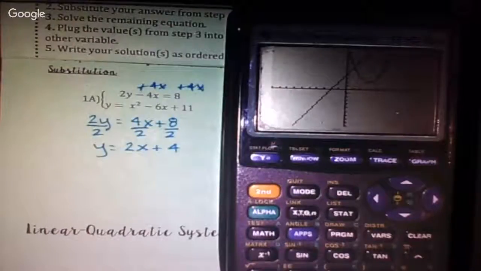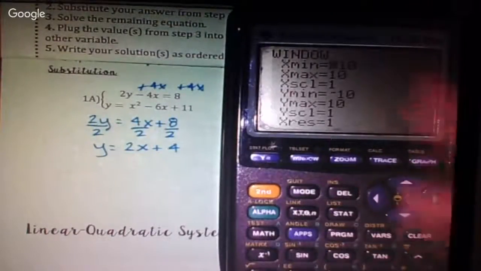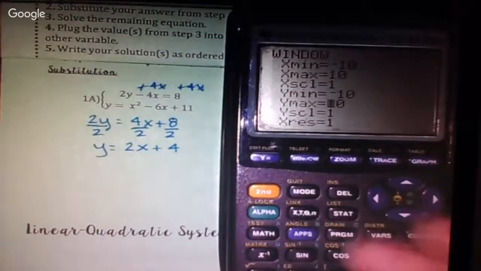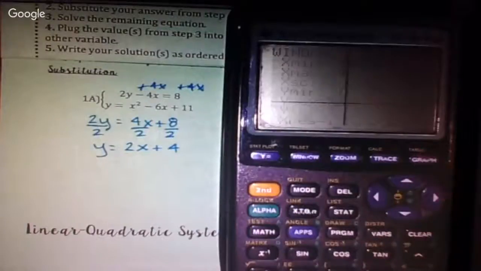So Jeremiah, how do we need to adjust it? We need to go to window. Okay. What are we adjusting? I think we should adjust our Y max. I agree. We're going to adjust our Y max. I need to see higher so I can see that intersection on the right. What do we want to change it to? We are not adjusting it to 587,000, Elijah. 25. Graph. There's your line. There's your parabola. It worked.